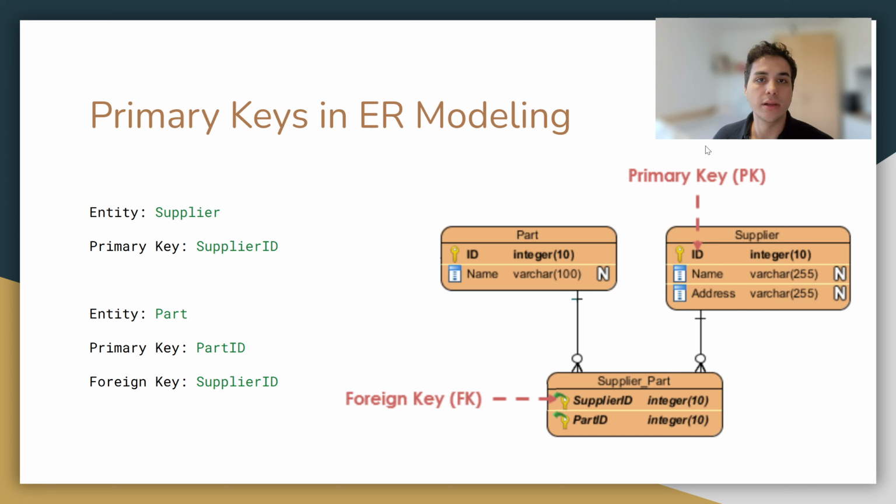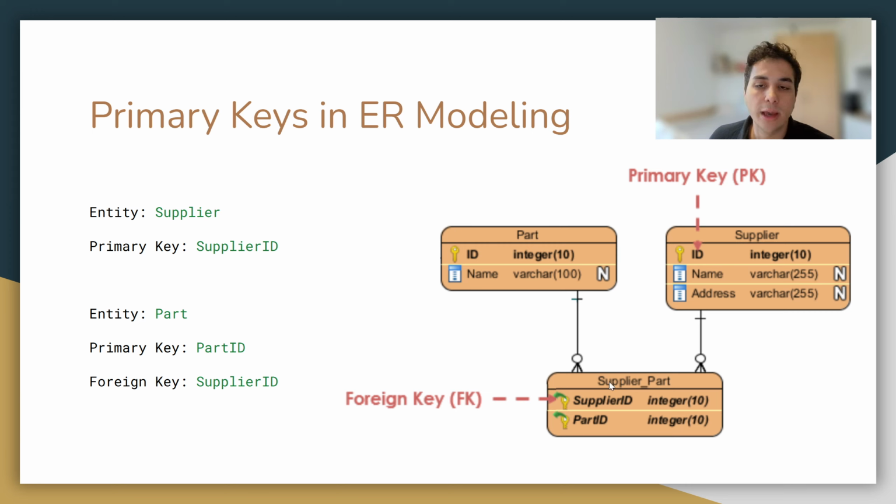Another example, we have primary keys. So each entity should have a primary key, which means a unique identifier. For instance, here we have supplier and supplier ID, which is its primary key. Same for part and part ID, which identifies each part.